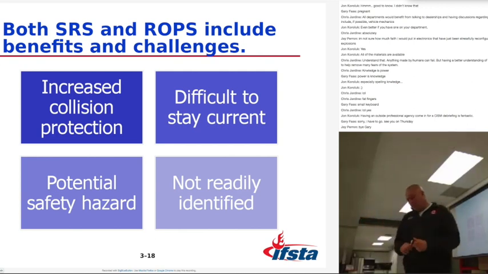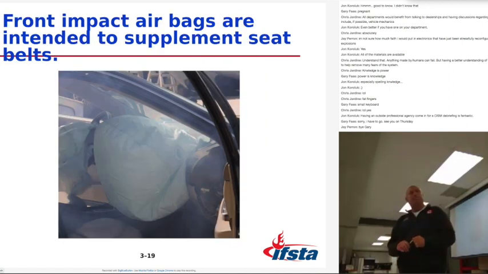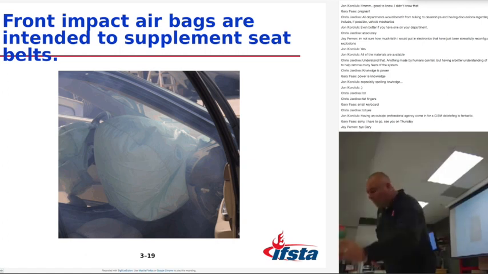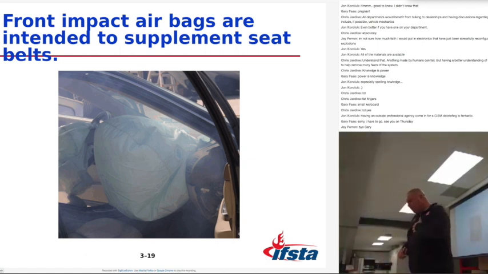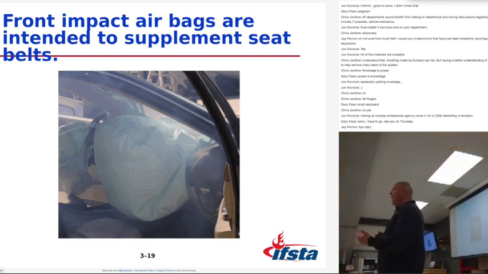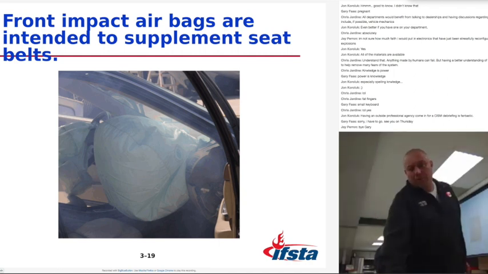Okay, next one. So the front impact airbags, they're supplementary to seatbelts. They basically stop you from making high impact collision with the steering wheel, the windshield, the sides, okay? Just bounce and throw your pen all over the place.